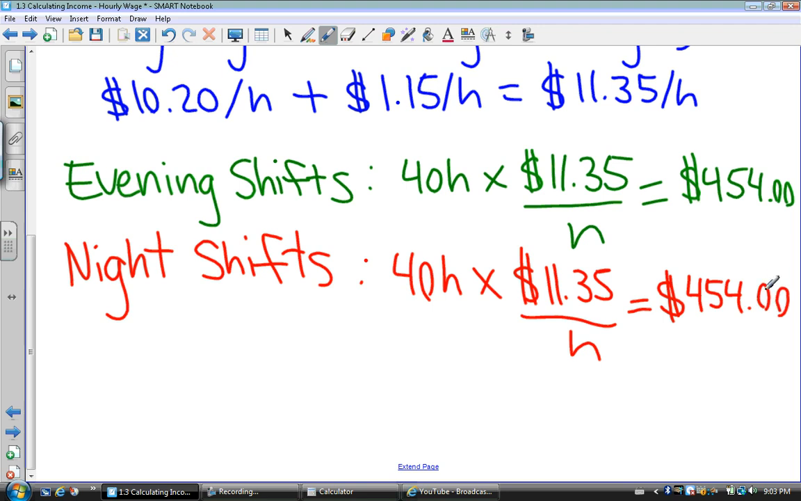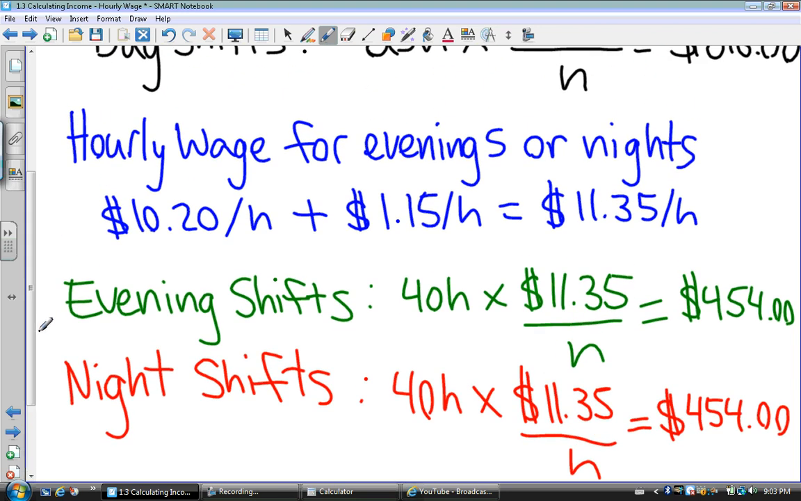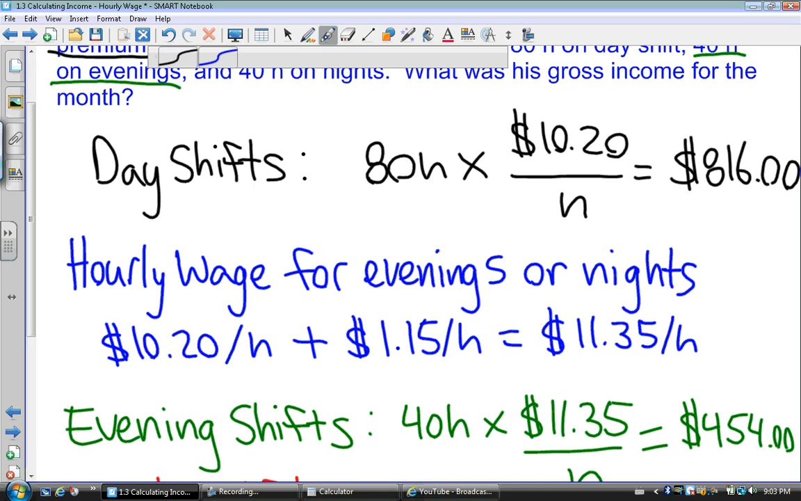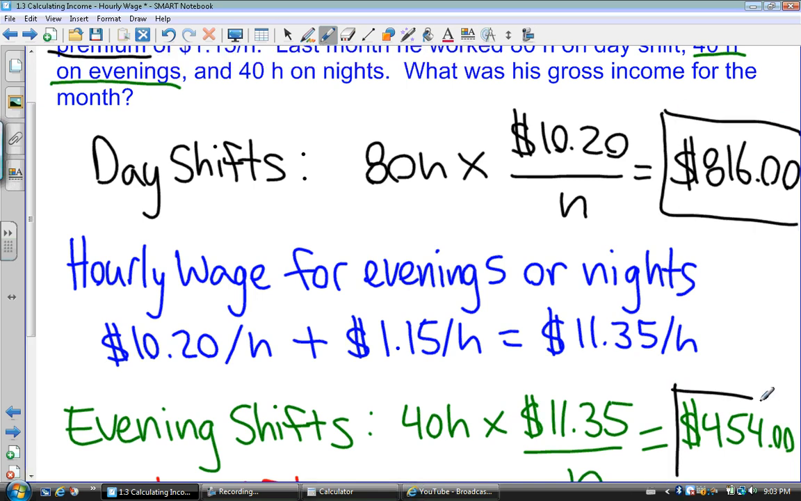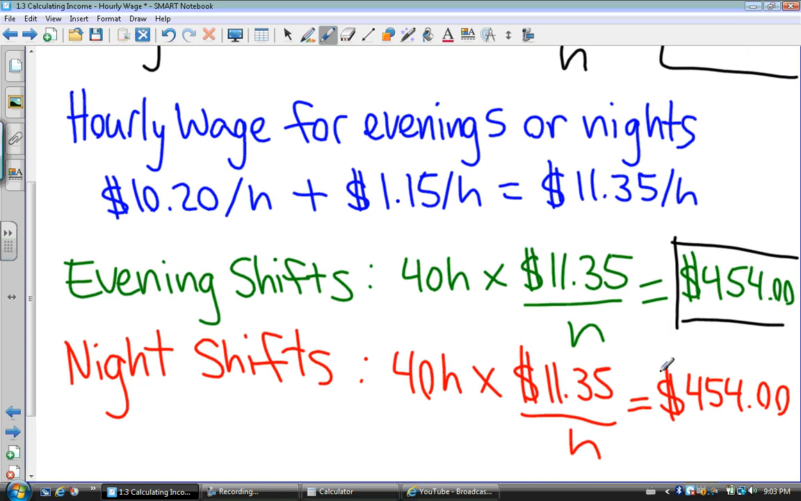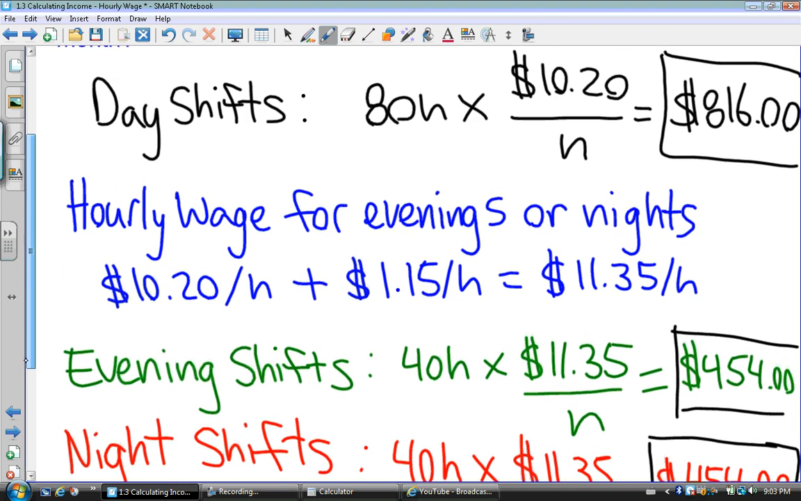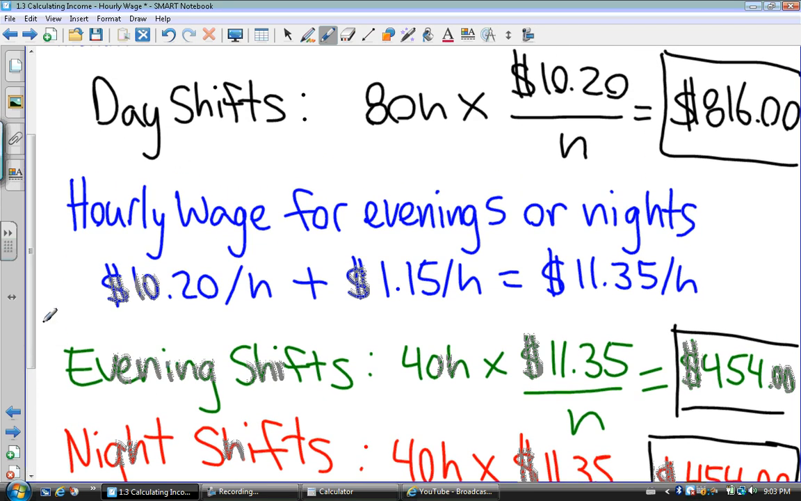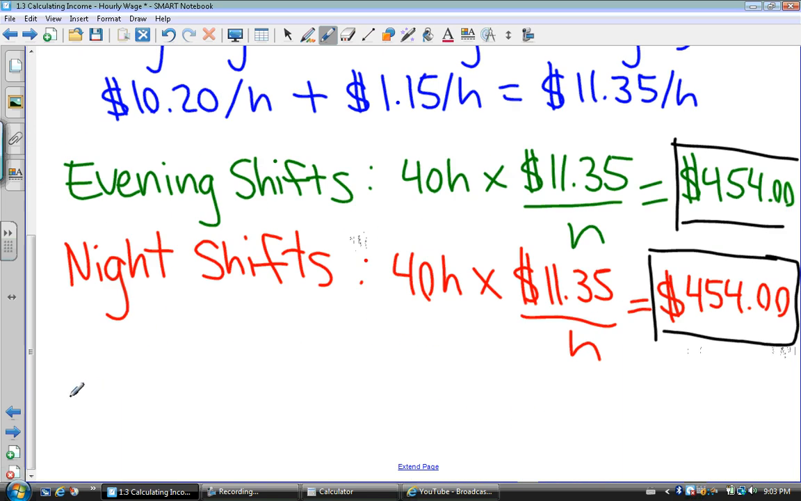So are we done? Well, not quite, because we want to know how much did he make that month. Well, he made $816, but he also made $454. So this is what he made for his day shifts. He made these for his evening shifts, and he made these for his night shifts. So his gross income for the month is the sum of his day shifts, his evening shifts, and his night shifts.